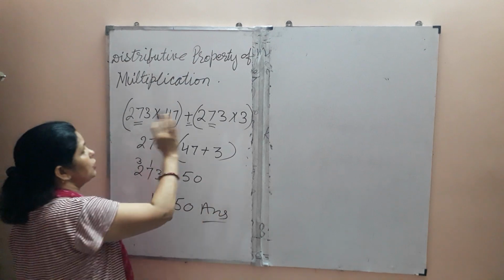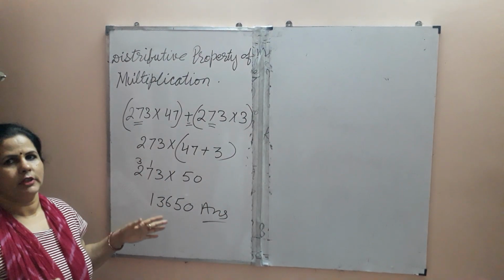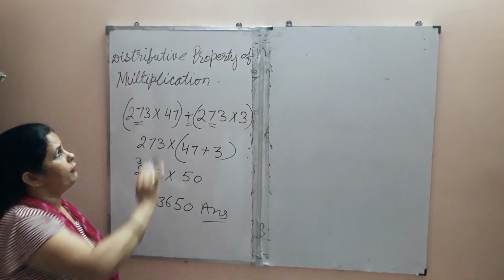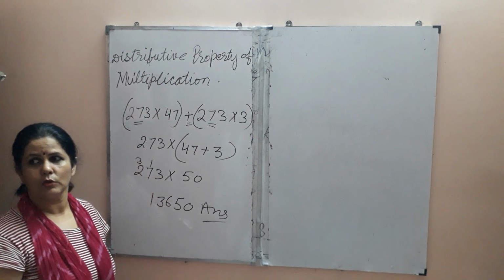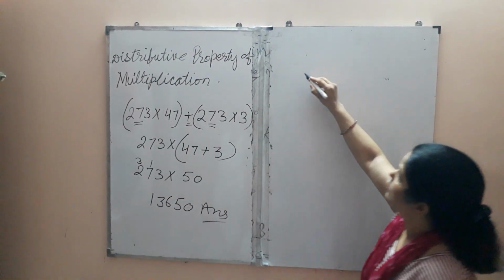So such a big question we can solve in such an easy way without much calculation. So this is the speciality of properties. That's why we use the property. Now we will solve one more sum of subtraction also.